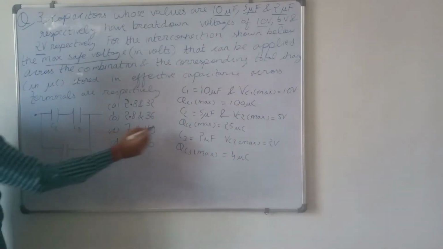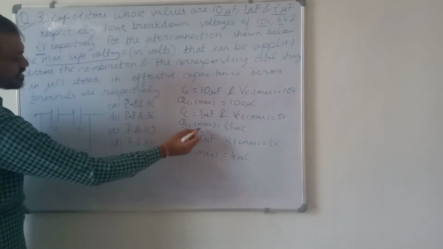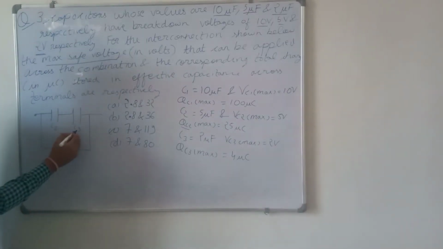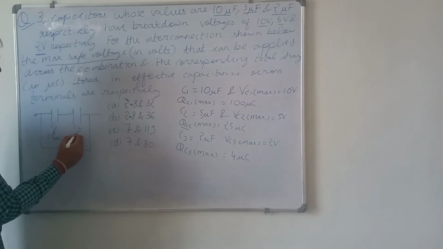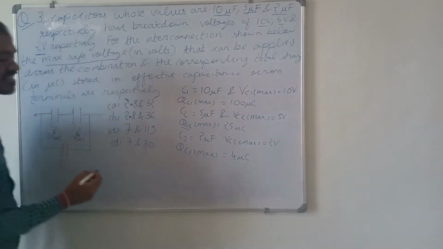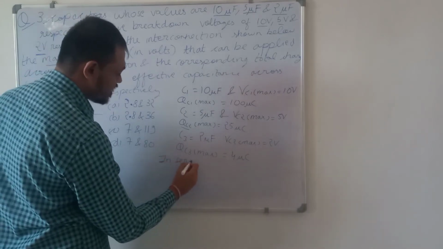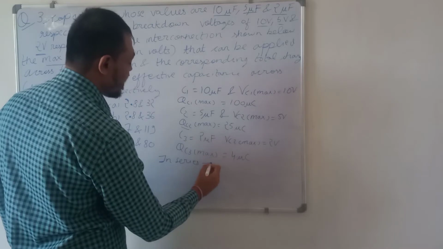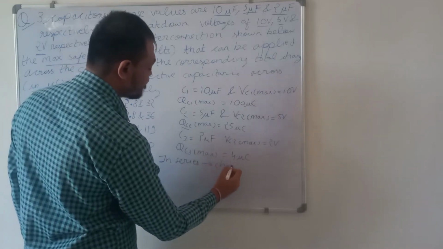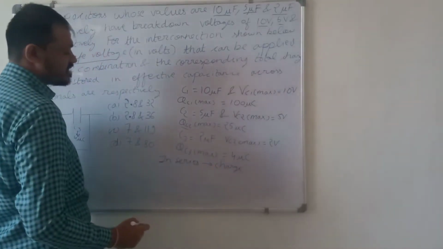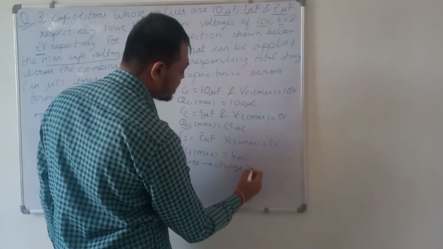Now the maximum charge of capacitor C2 is 25 microcoulomb and the maximum charge of capacitor C3 is 4 microcoulomb. But in a series combination of capacitors, the charges will be the same. In series the charge has to be the same, because the same current is flowing in a series connection.